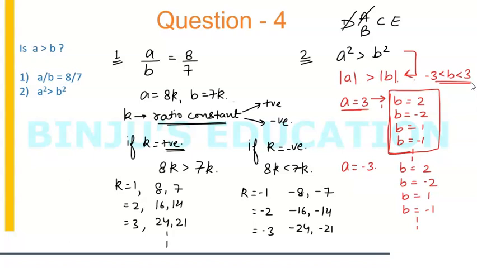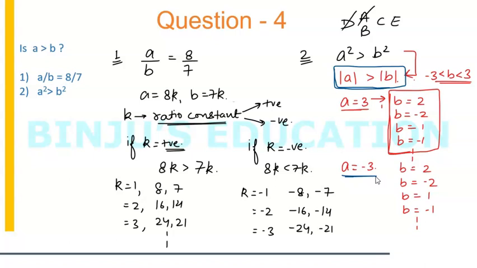Whereas in the second case, when we took a to be minus 3, because we have to satisfy that inequality, right? Our actual goal is to satisfy this inequality: mod of a should be greater than mod of b, right? If I took a to be minus 3, mod of minus 3 is also 3. In that case, b will again be between minus 3 and 3.